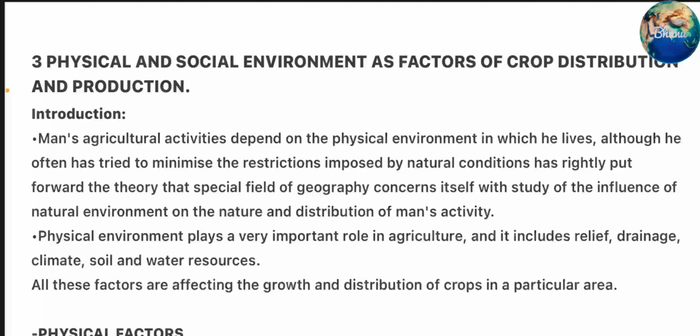Introduction. Man's agricultural activities depend on the physical environment in which he lives. Although he has often tried to minimize the restrictions imposed by natural conditions, a special field of geography concerns itself with the study of the influence of natural environment on the nature and distribution of men's activity. Physical environment plays a very important role in agriculture, and it includes relief, drainage, climate, soil, and water resources. All these factors affect the growth and distribution of crops in a particular area.